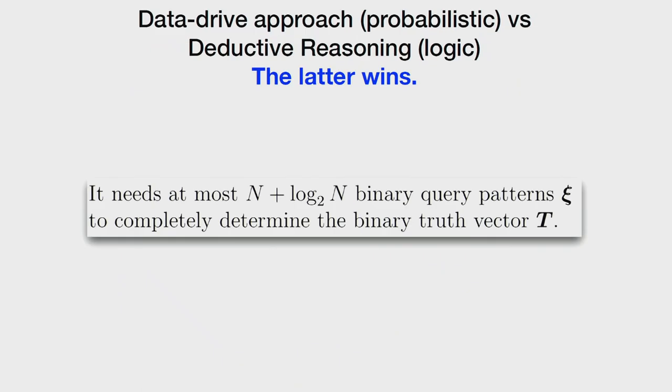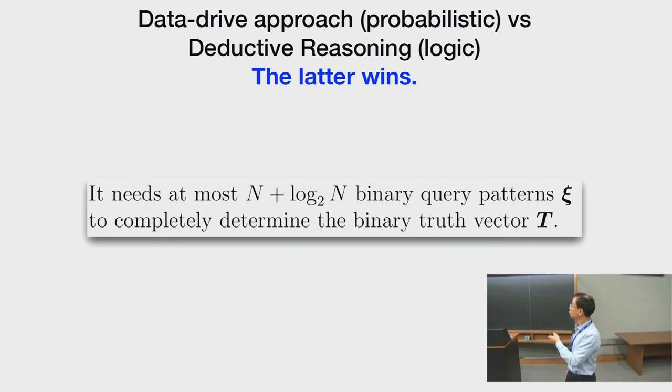So this is by this kind of Bayes optimal learning, statistical learning. But this, of course, is not as good as deductive reasoning. If we use human power, deductive reasoning, actually we only need to ask n plus log 2n questions to get the signal.